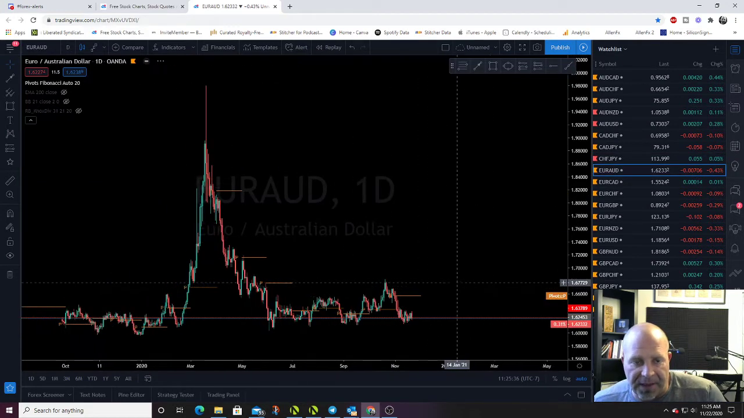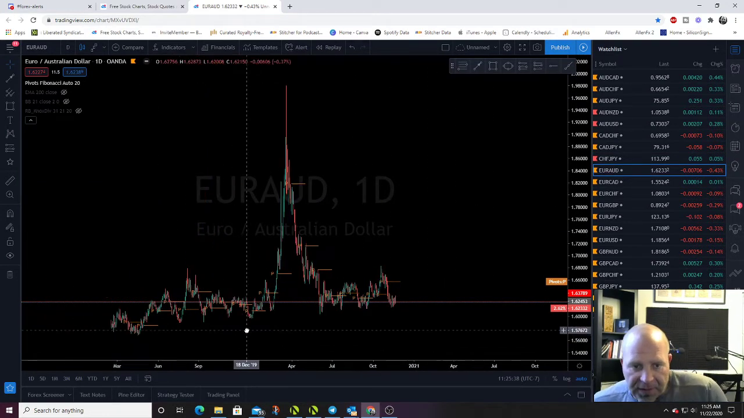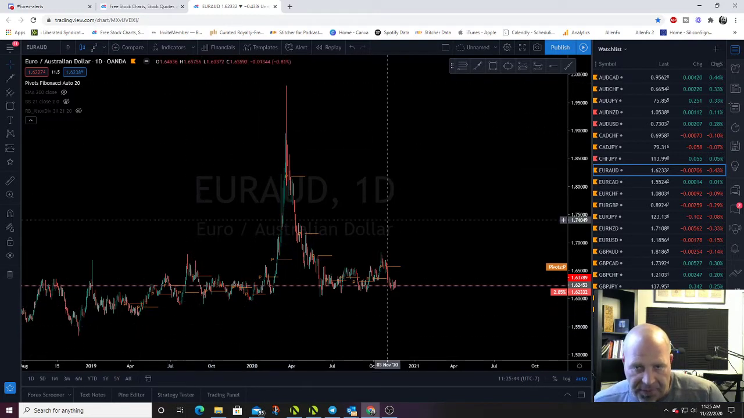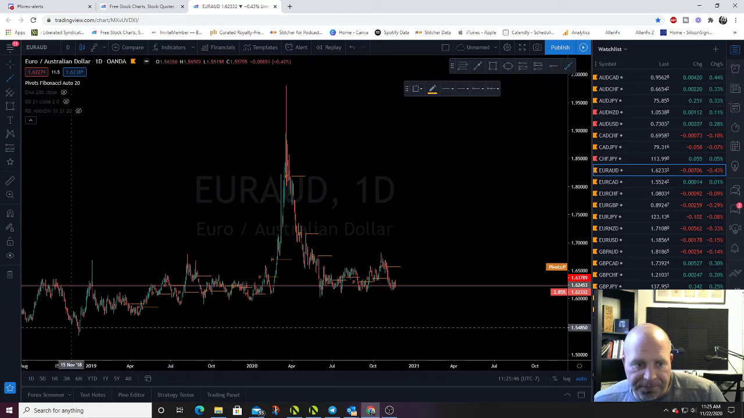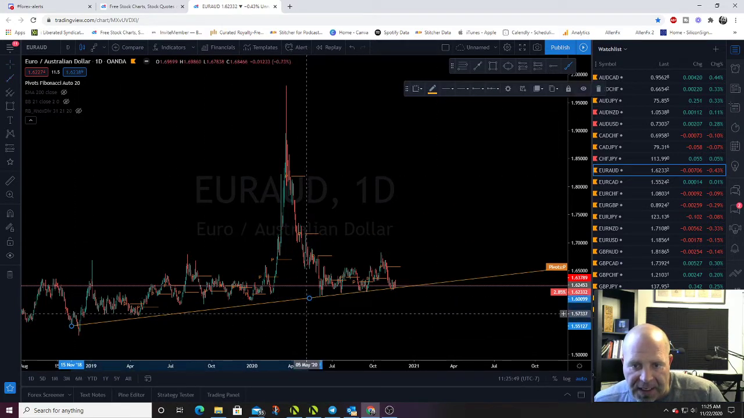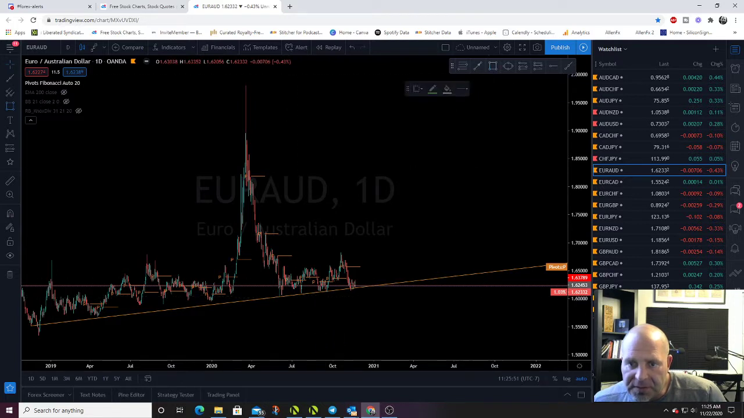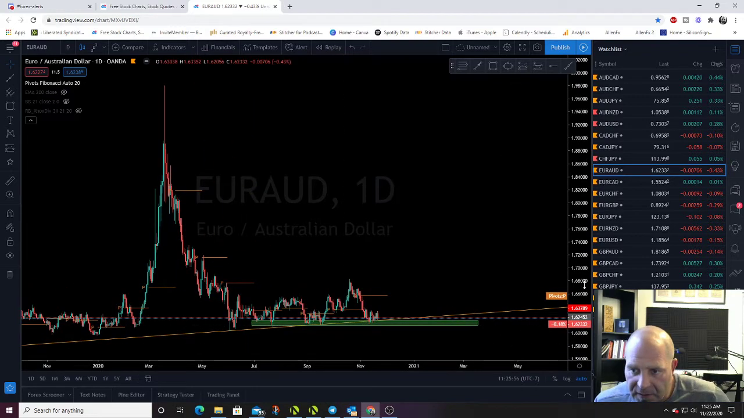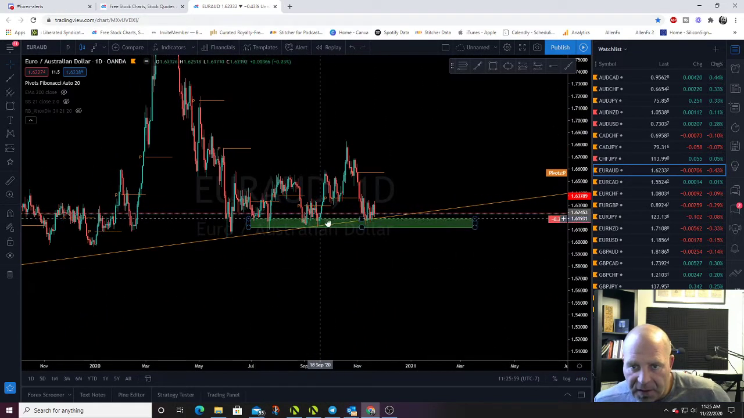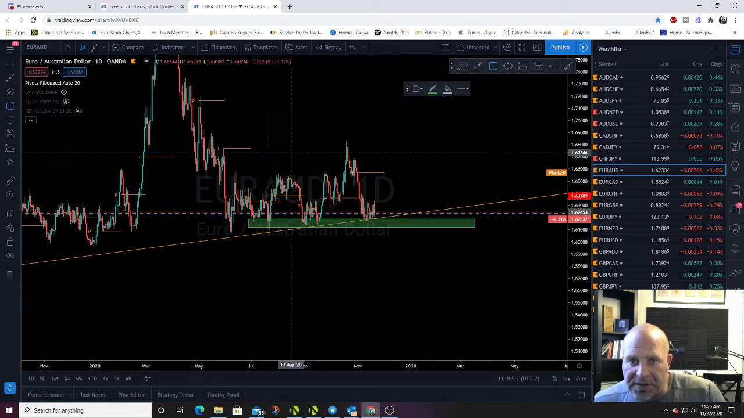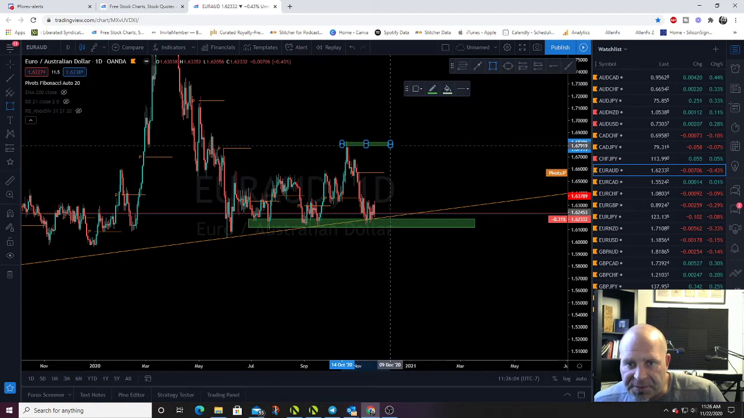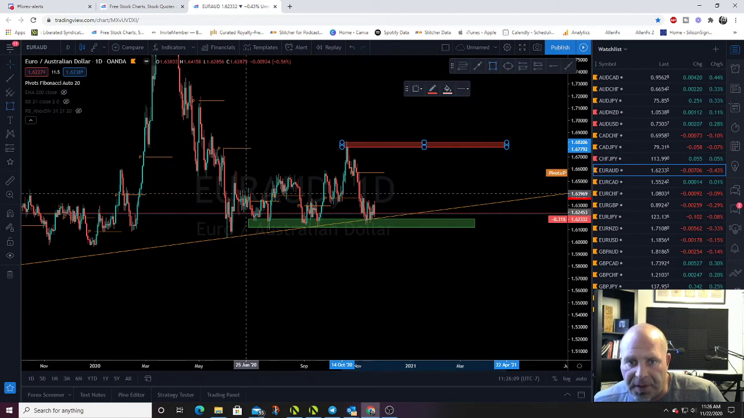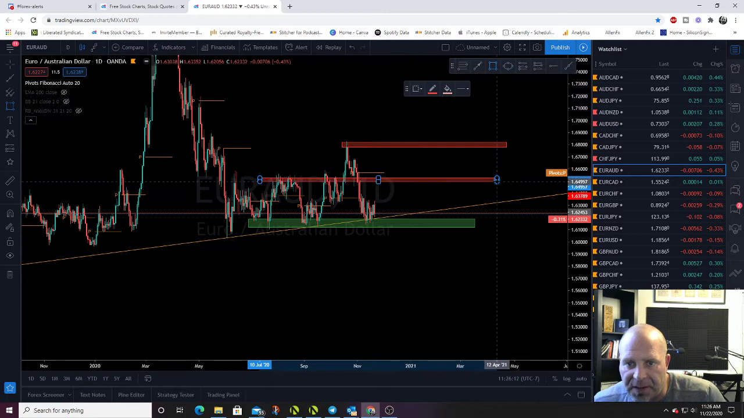Euro AUD. Man, look at that. Good old COVID kick. Man, we're kind of following that. We're in the bullish zone right there. Let's see, bearish. Let's just put it here. And then make or break, I'm going to put right along these tops.